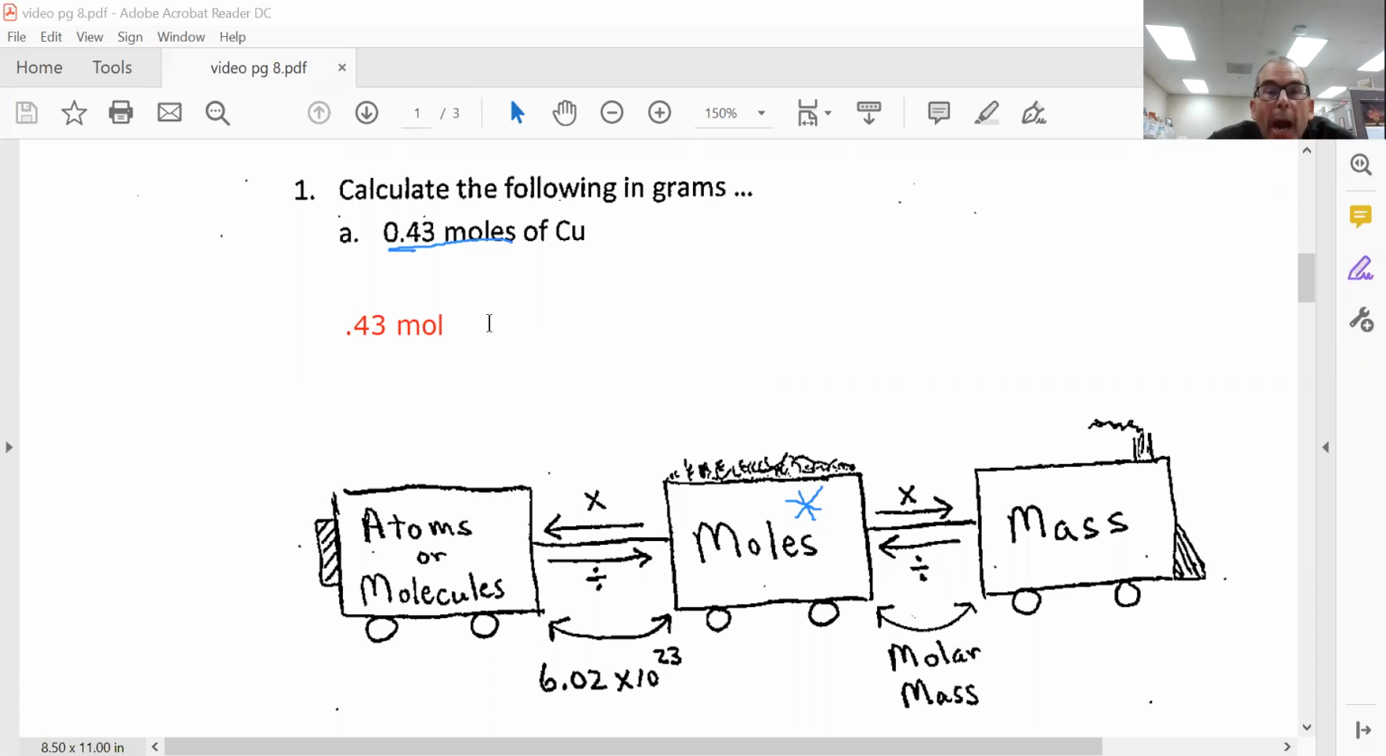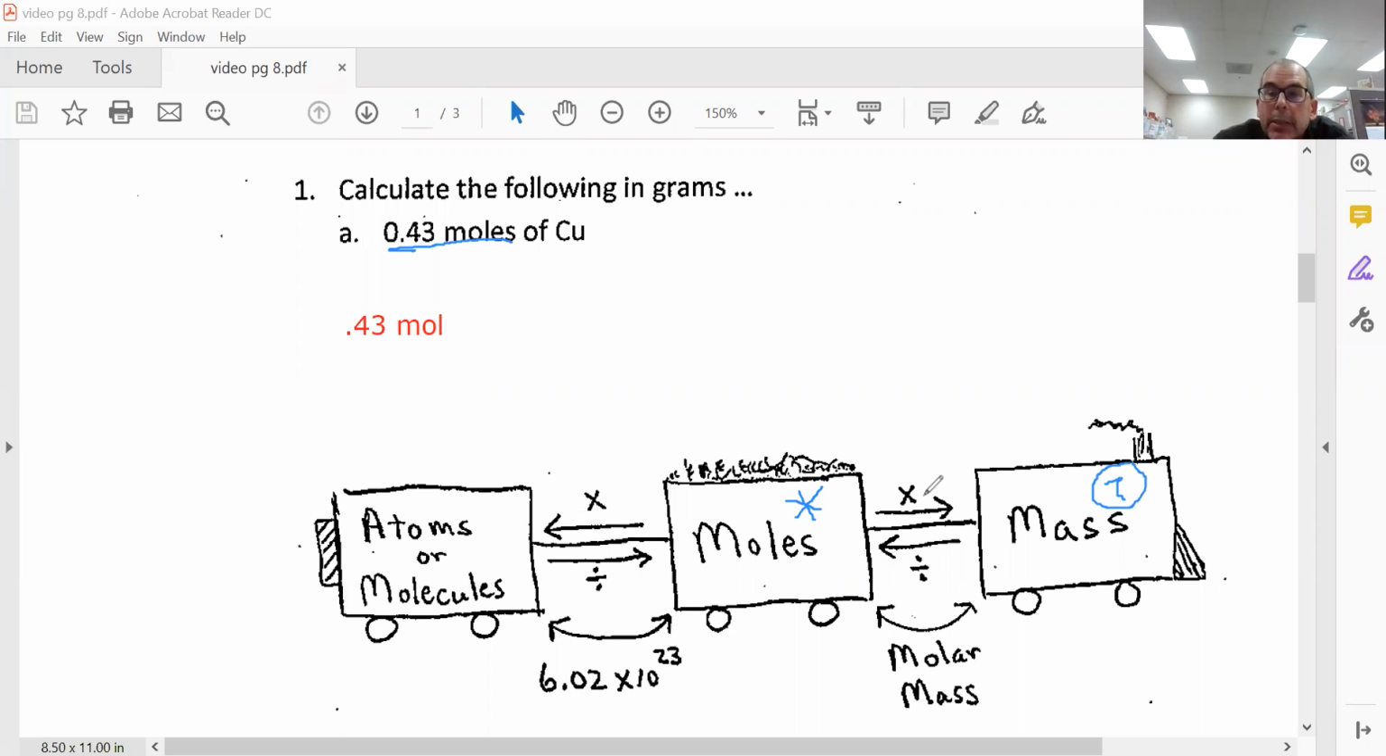What am I trying to get to? It says calculate the following in grams. Well, grams isn't atoms or molecules, grams is a mass. So this is where we're going: that's supposed to be a question mark there. That's our destination. So we're going to go from moles to grams.